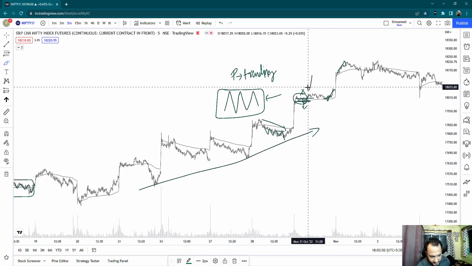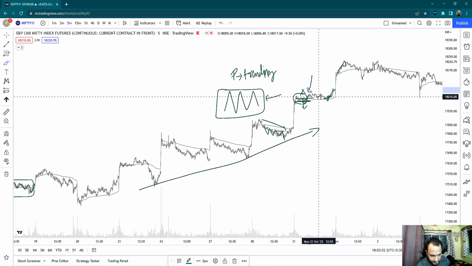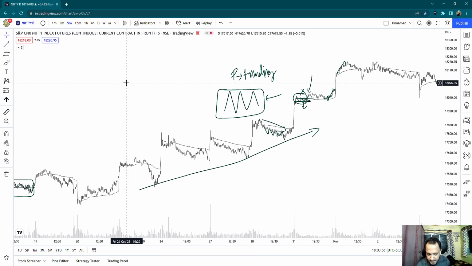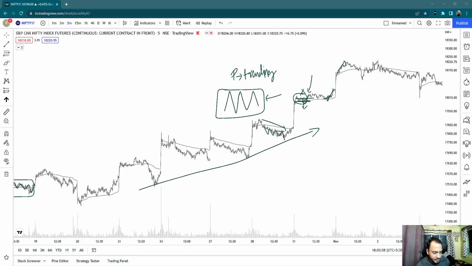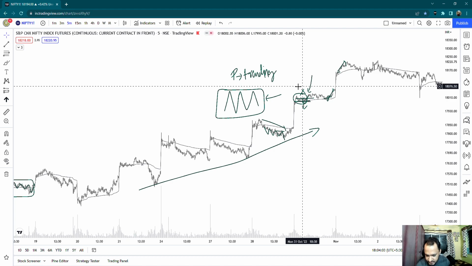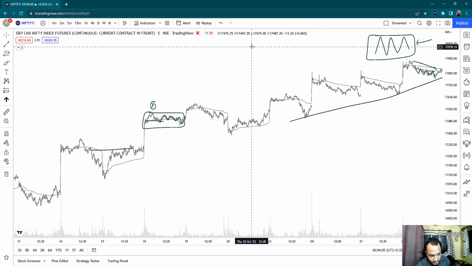So in this part, this is the worst part to take a short trade. This is the worst part because you might get caught in a lot of whipsaws here. When price is trading above the VWAP, we do not take shorts in that situation. And also it's uptrending.